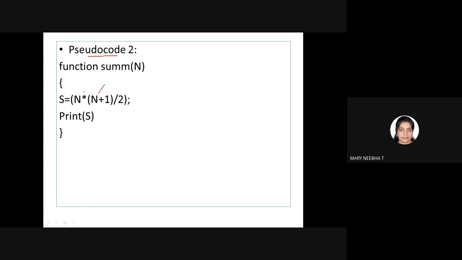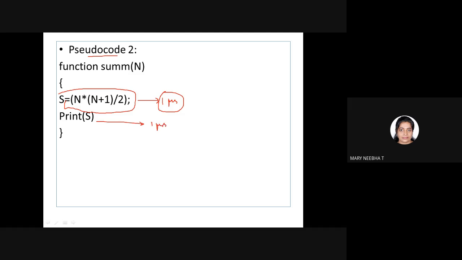So here we have to implement the formula. No need to use the for loop. You can directly implement the formula n into n plus 1 by 2 and print the result. This step hardly takes 1 microsecond. It is a simple formula implementation. Just to state the time, I'm telling it as a common figure, generally. And print the result, which takes again 1 microsecond.